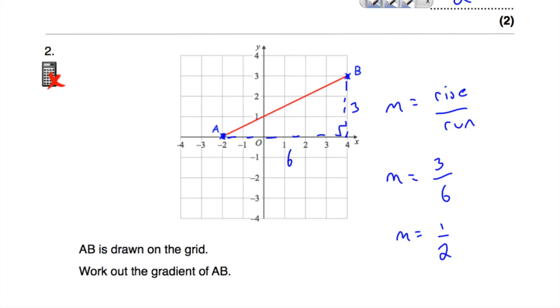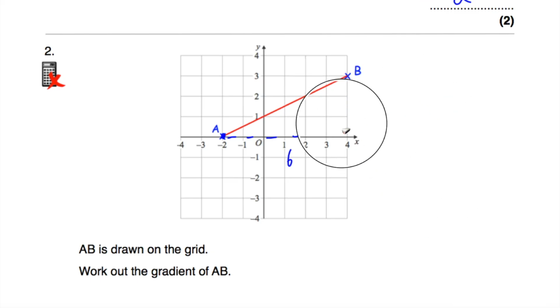Another approach, and I'm just going to get my rubber here and rub that out. Another approach would be to use inspection, and actually let's just check our answer for half is right. If we go across 1 unit, that would bring us from -2 to -1, so we're going across 1, and then up a half, across 1, up a half, and so on. As you can see, the gradient is a half.